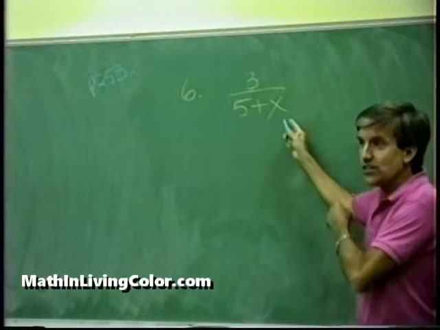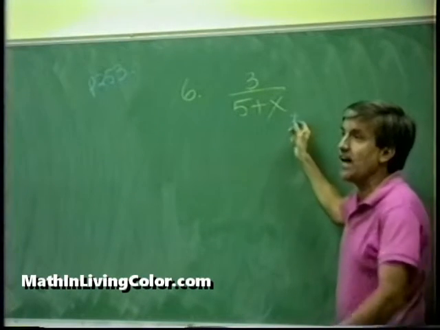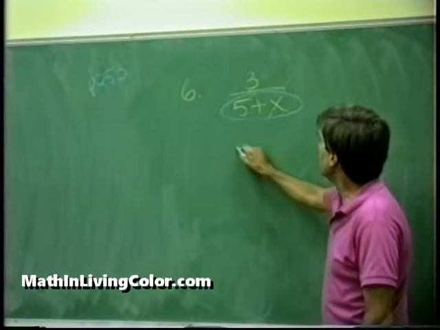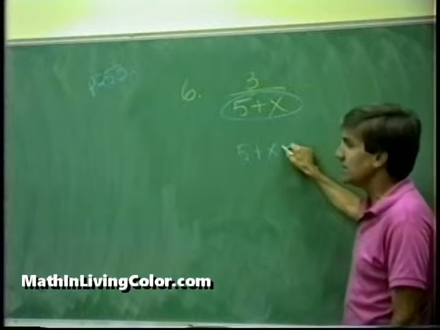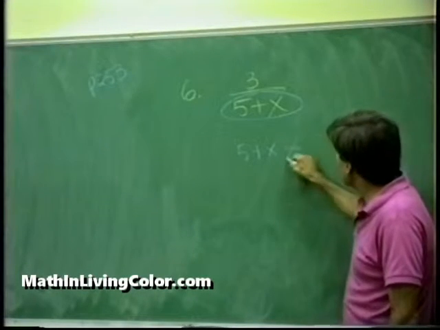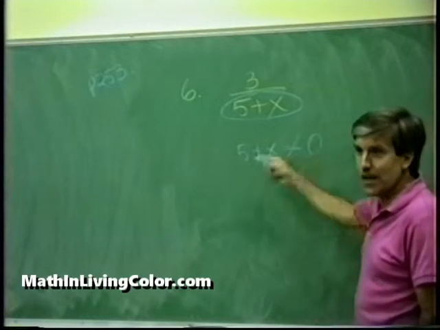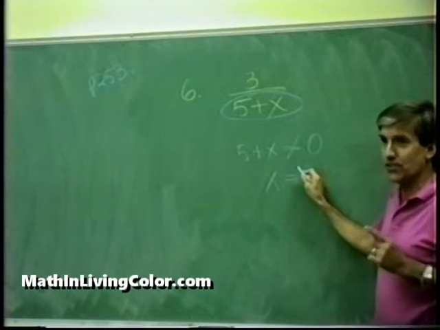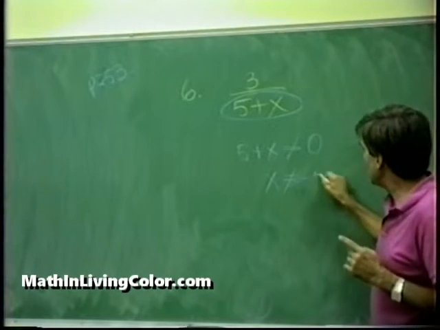And now what it says is what values of x are not allowed. So what's the one thing that's not allowed in this problem? 5 plus x, what? 0. Cannot equal 0. Okay? Cannot equal 0. So therefore, what is the forbidden value of x? X cannot equal negative 5.